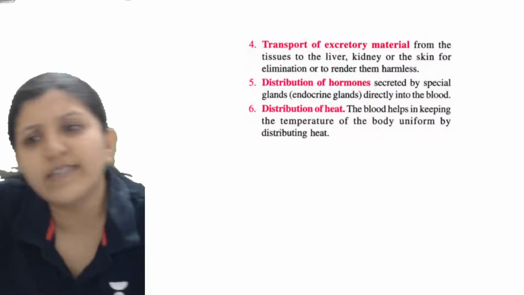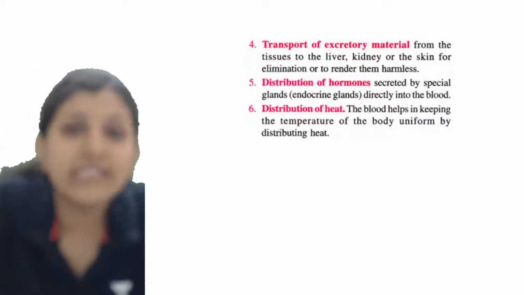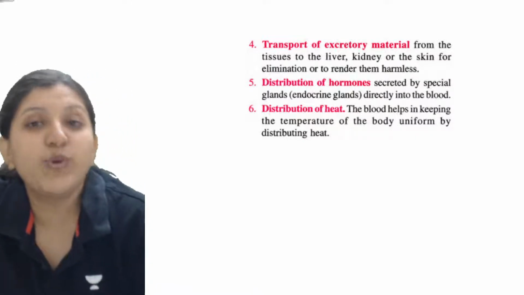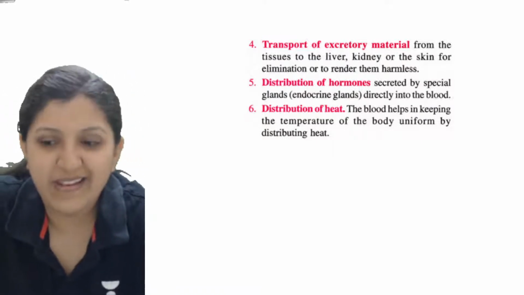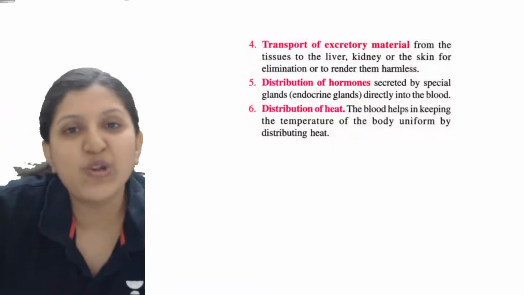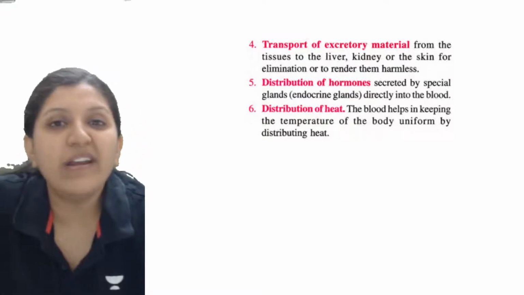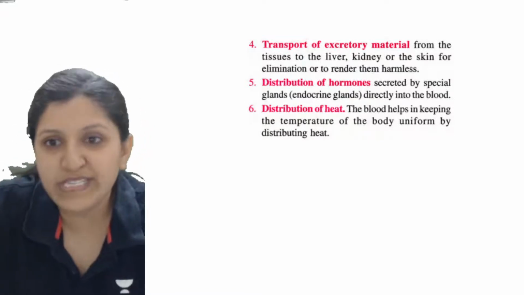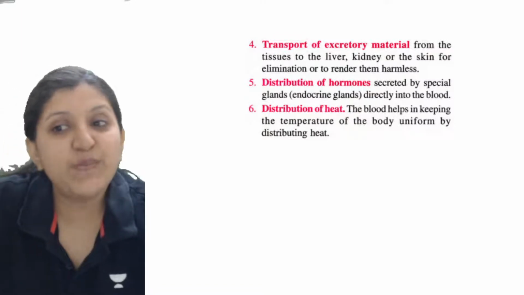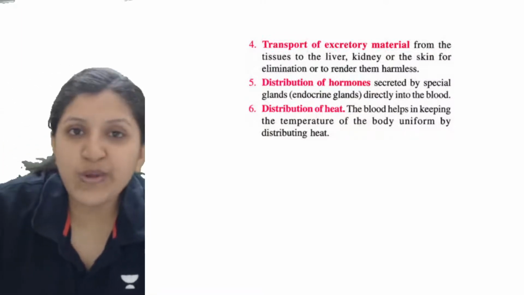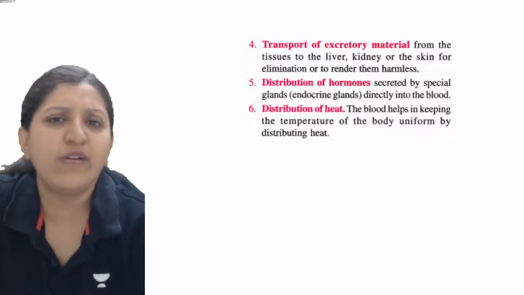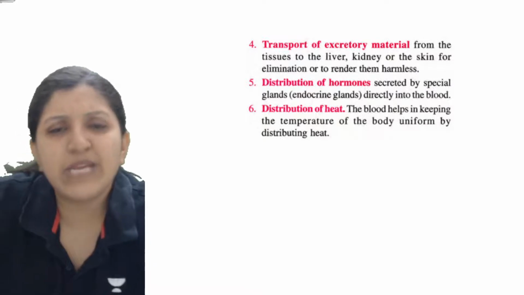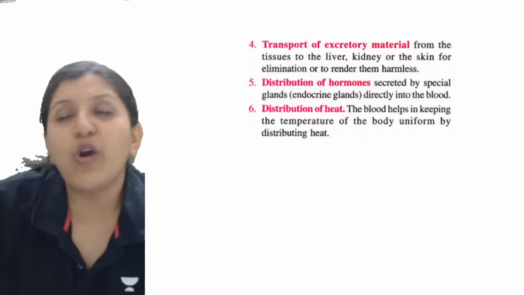And other than that, transport of excretory material can be done. Distribution of hormones is also done, and since we are all homeothermal, warm blooded animals, not cold blooded, we keep our temperature the same irrespective of the surroundings. So distribution of heat is also done by the blood, and that's the reason we maintain the same type of body temperature always, and do not change our body temperature with the surroundings.